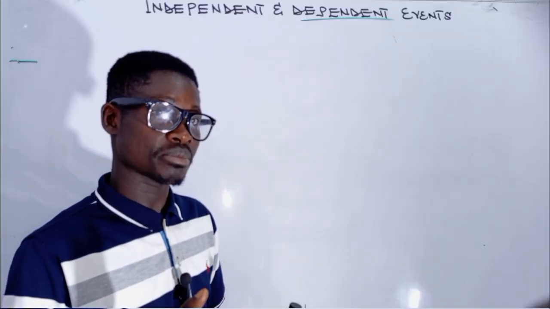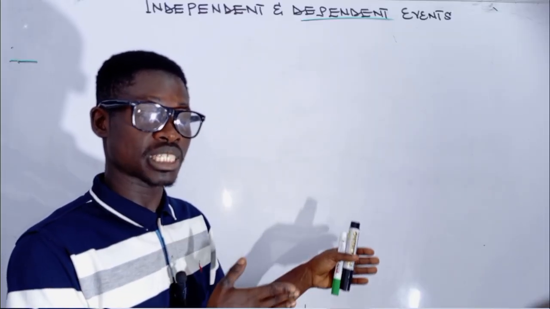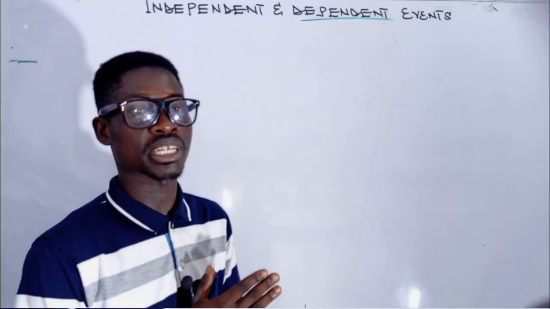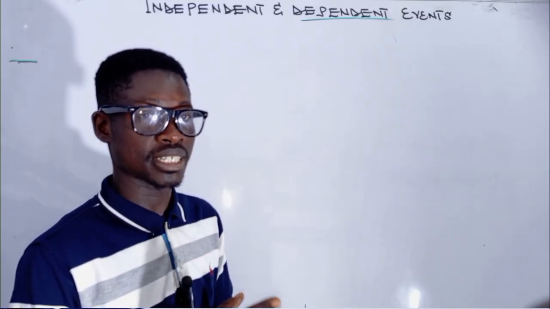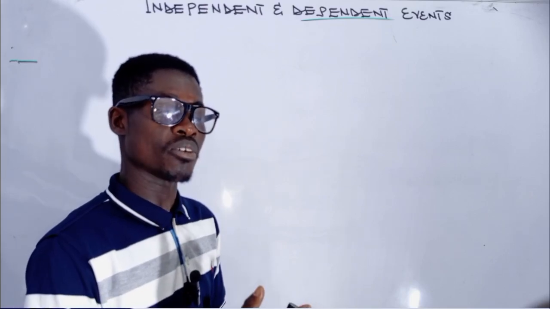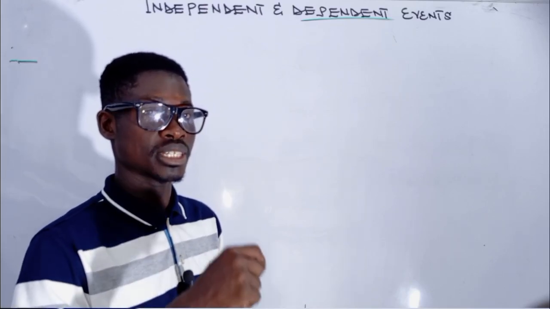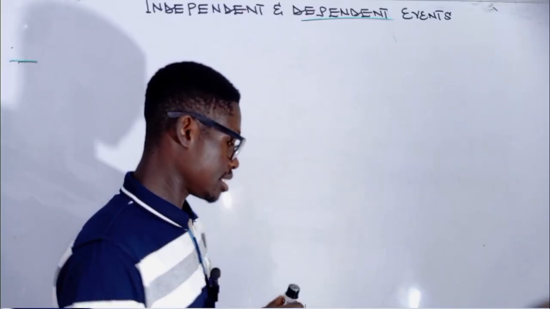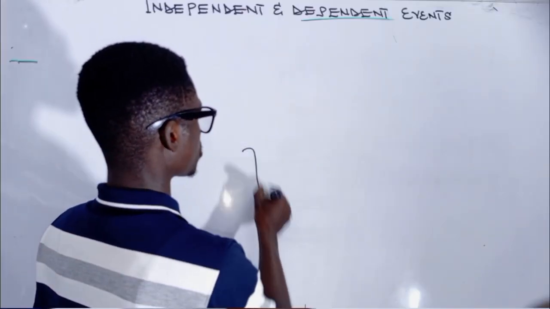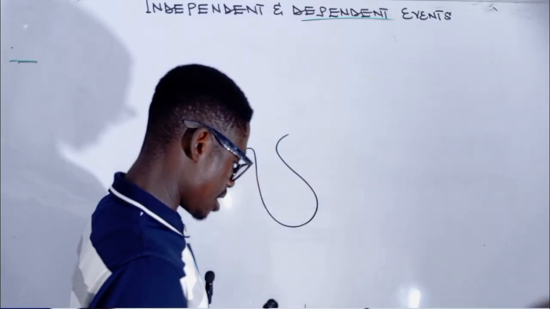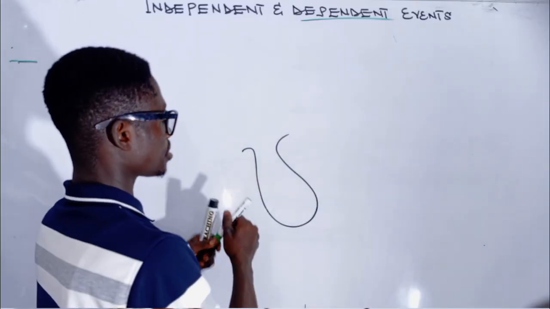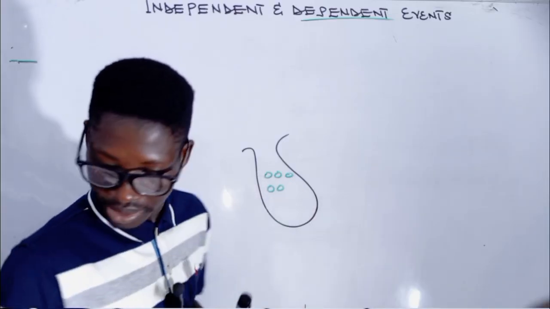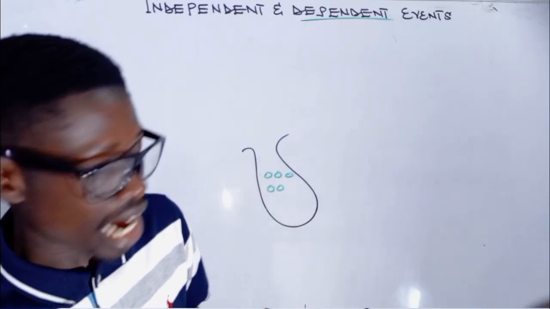The outcome from the first event has influence on the occurrence of the outcome of the second event, and vice versa. An example of a dependent event is drawing a marble from a box without replacement. Let's take it that we have a box or a bag which contains 10 marbles, of which 5 are green and 5 are red.